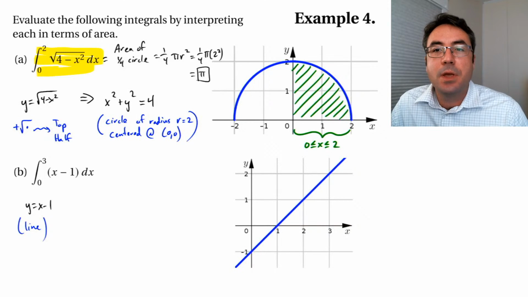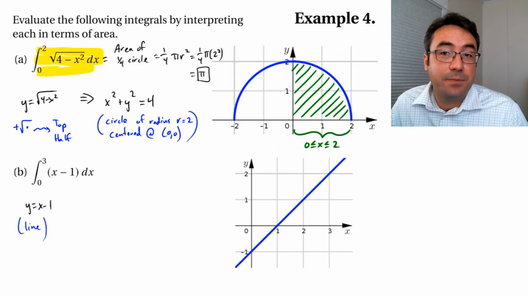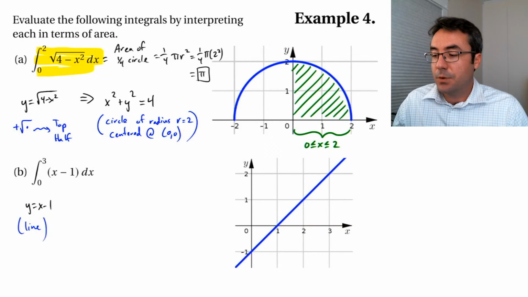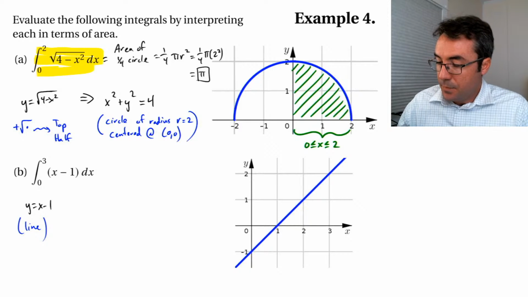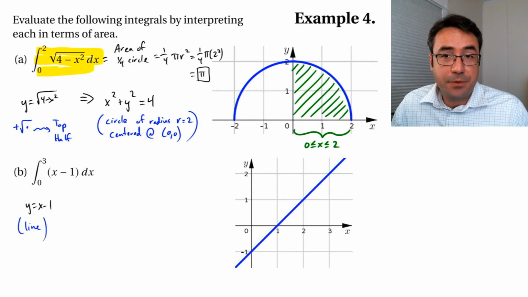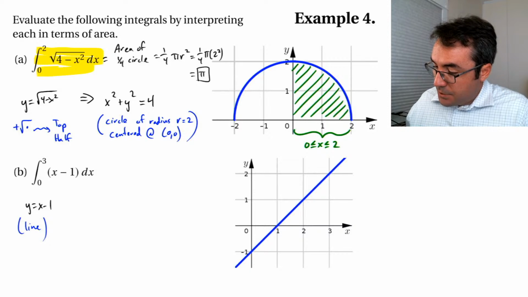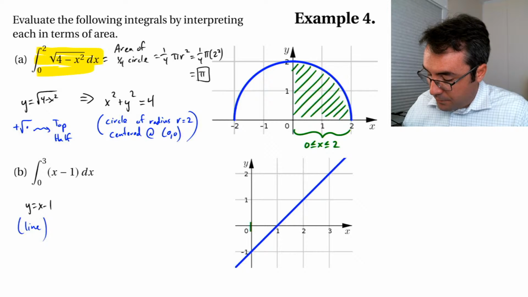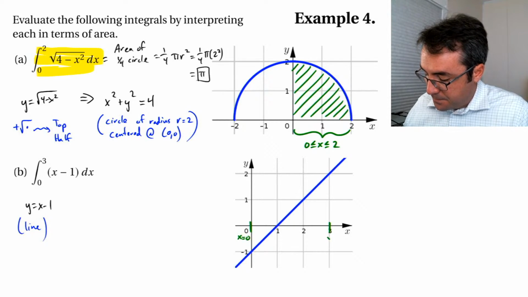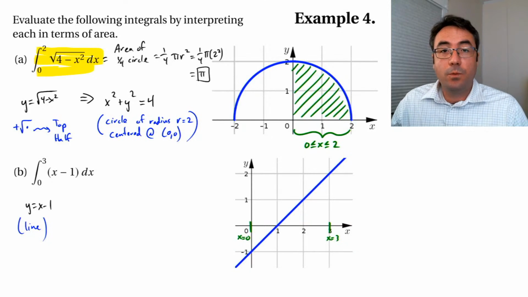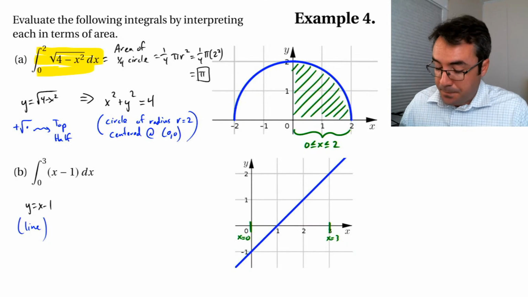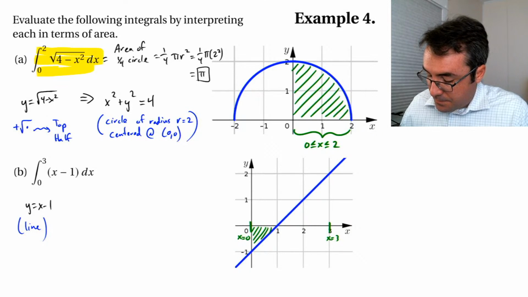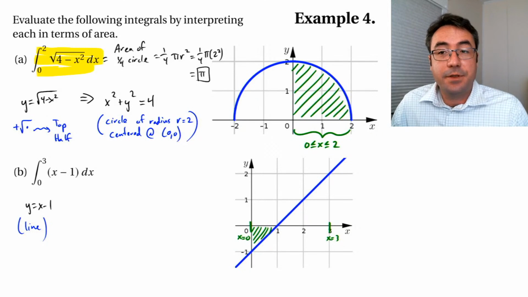It's just a line. It crosses the y-axis at -1, and it has a slope of +1. So we see that in our graph. And we're doing the definite integral from 0 to 3. So really, what we're trying to do is go from x equals 0 all the way to x equals 3. And with a definite integral calculation, we're looking at really the area of this region.